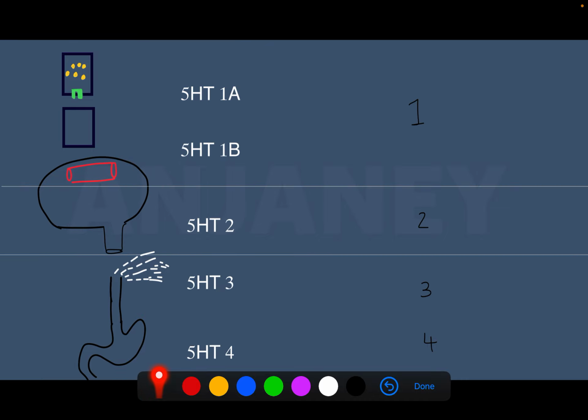Now these receptors are located at these places. Here, the presynaptic autoreceptor is 1A, 1B is in the blood vessel, 2 is somewhere in the brain, 3 is responsible for vomiting, and 4 is in the stomach. So done. 1A presynaptic, 1B in the blood vessel, 2 somewhere in the brain, 3 is responsible for vomiting and 4 is in the stomach.